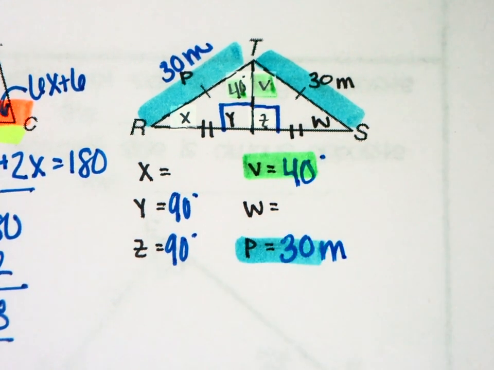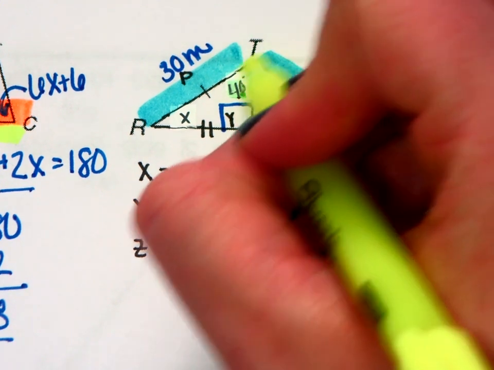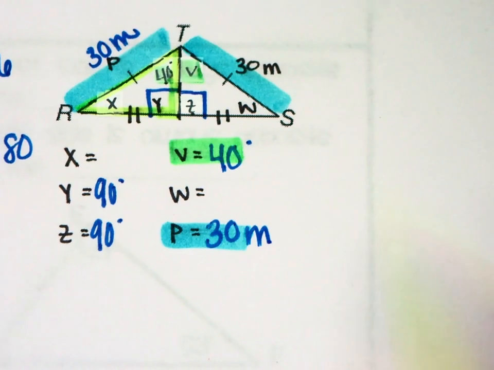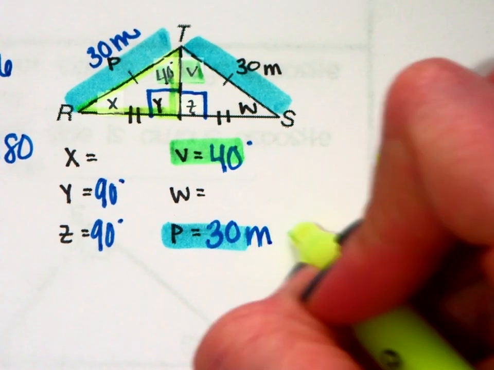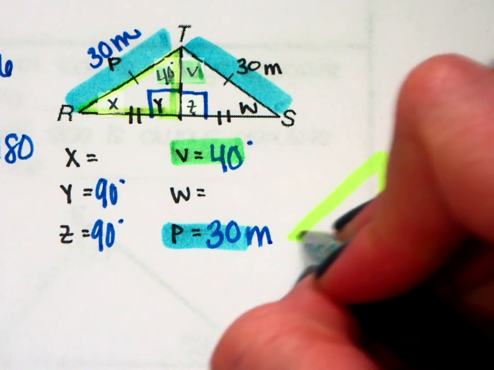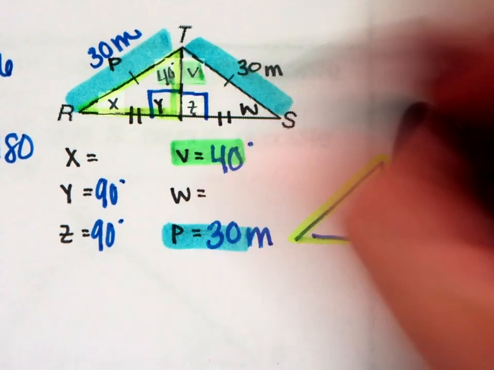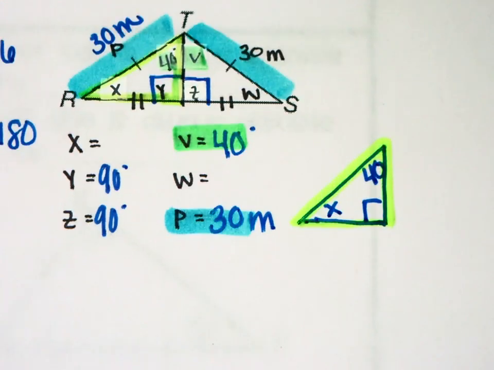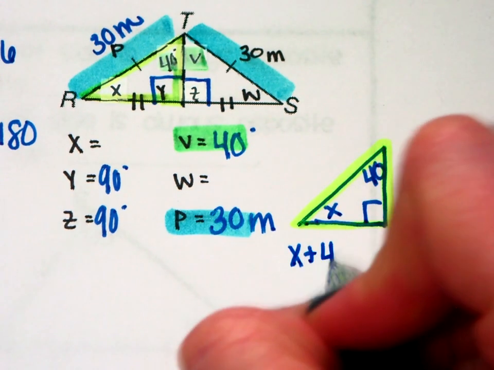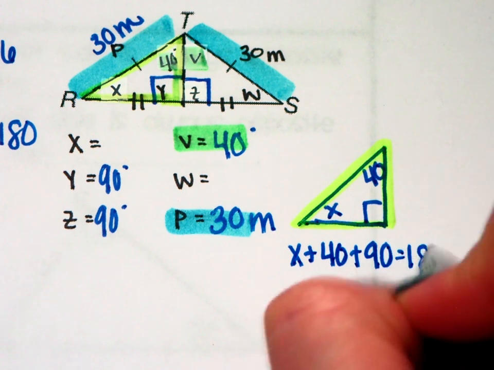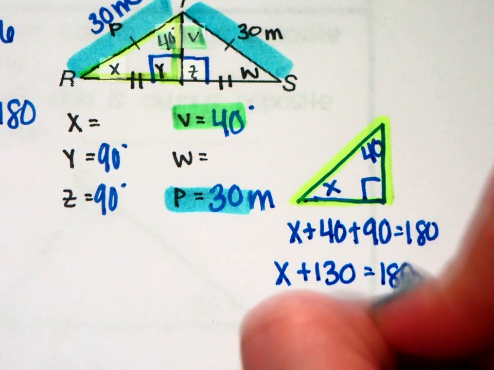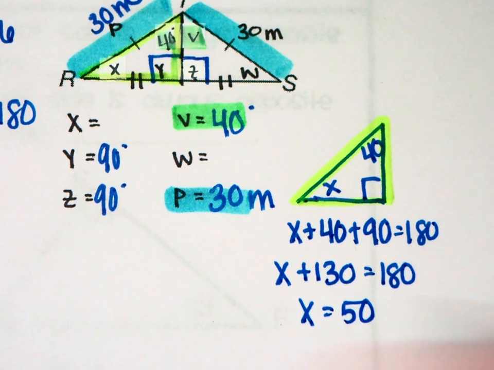To help us find the measure of angle X, again, we're going to use that triangle angle sum theorem. If you're having a hard time visualizing this, I'm going to go off to the side and I'm just going to redraw that triangle. Okay. So I have my 40 up here, my X down here, and my 90 in the corner. So X plus 40 plus 90 equals 180. X plus 130 equals 180. X is 50.